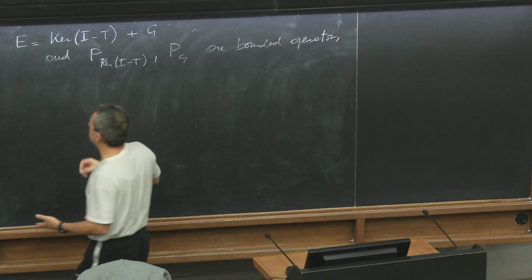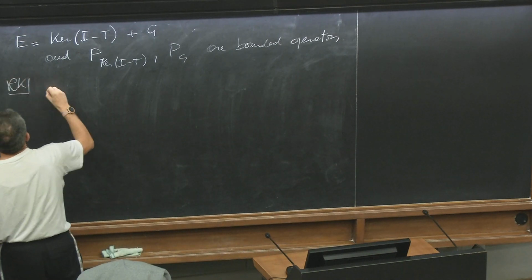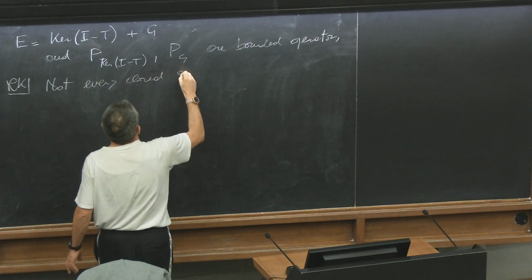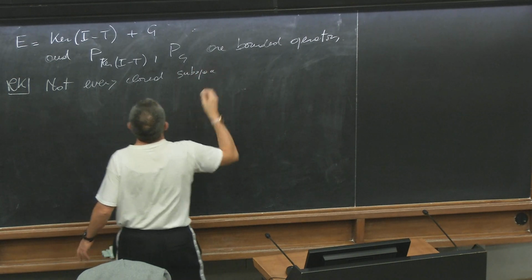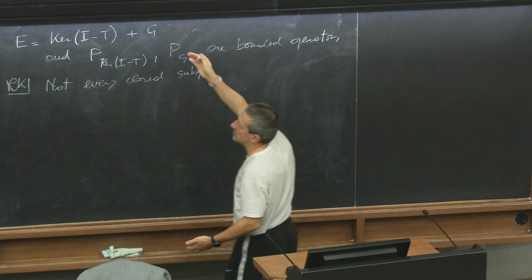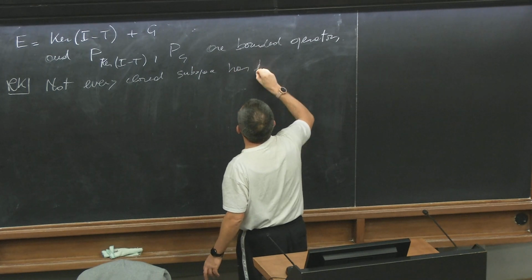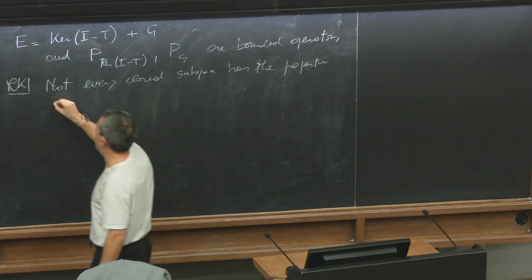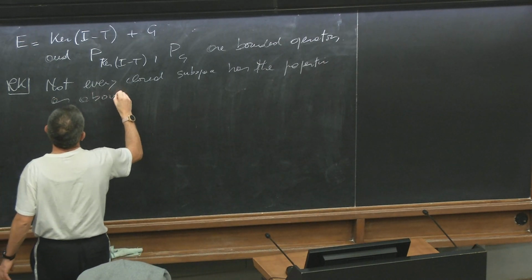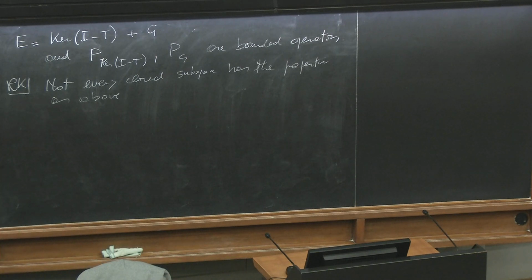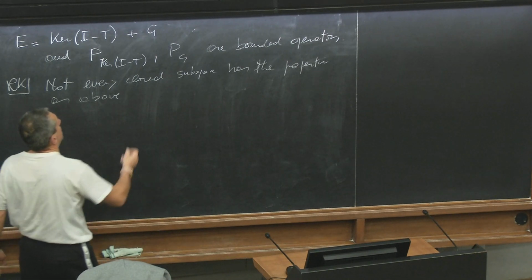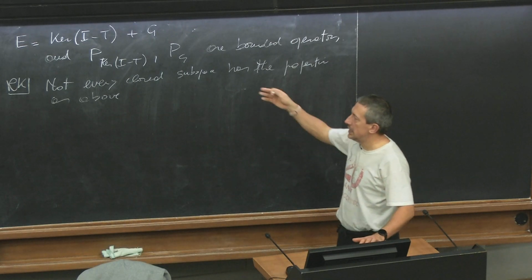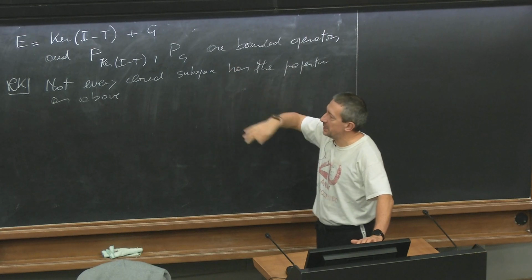So as a remark, since we are enlarging the subject, not every closed subspace has a topological supplement, so has the properties as above. So there is no continuous projection. And there is a theorem which says that if every closed subspace has this property, then it is Hilbert, if I don't remember badly.